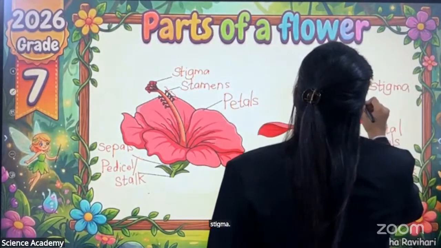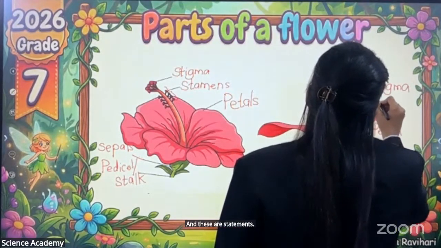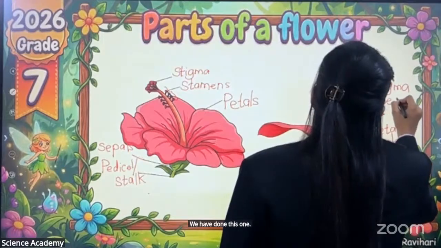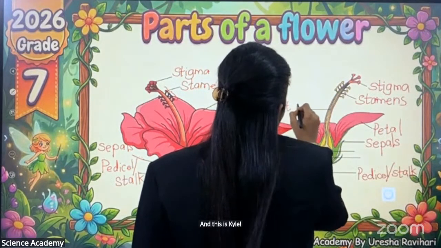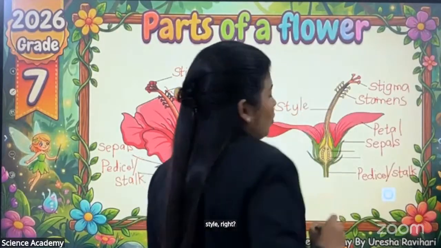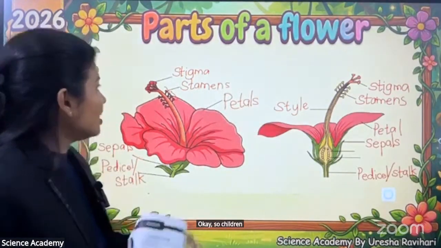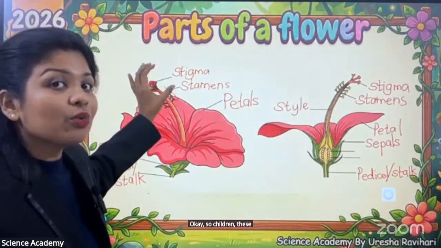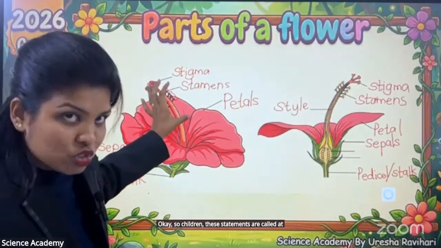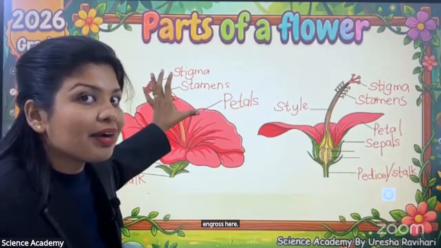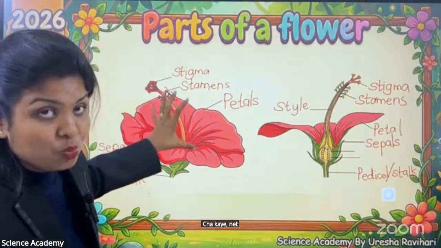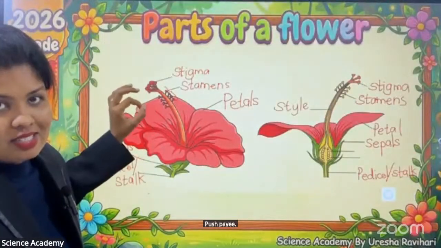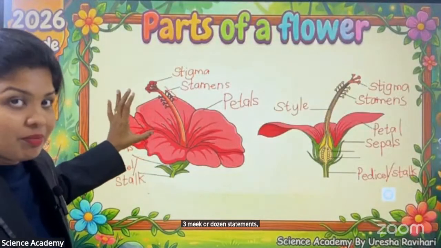And these are stamens. We have done this one, okay? Stamens. And this is the style, right? Okay. So children, these stamens are called androecium, or the male part of the flower. Stamens, androecium, right?